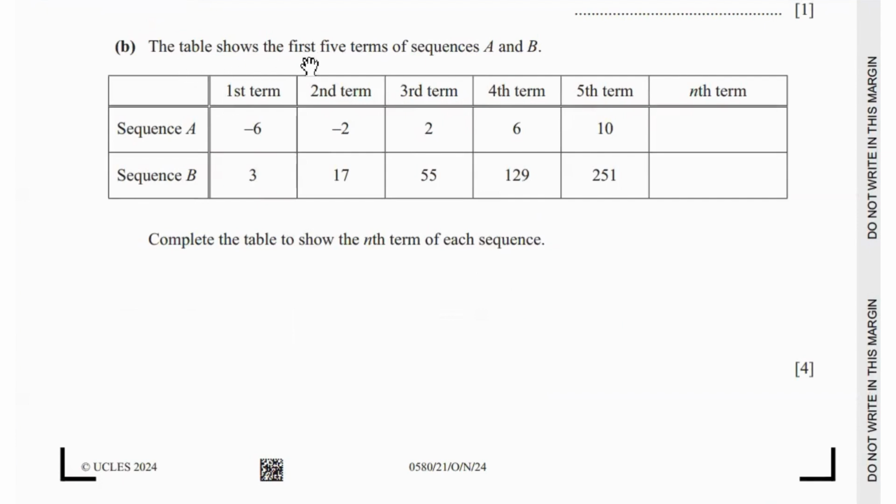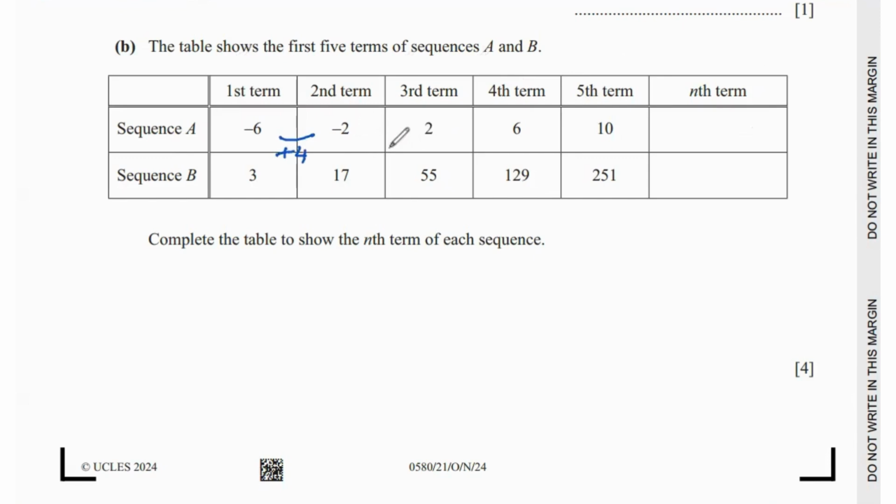Part B says the table shows the first 5 terms of sequences A and B. So we can see that we have the first 5 terms for both the sequences. We have to find the nth term for both of them. If you look at the first sequence, the first term is negative 6, then it's negative 2, 2, 6, 10, and so on. So let's first try to find the common difference. Between negative 6 and negative 2, we're adding 4.